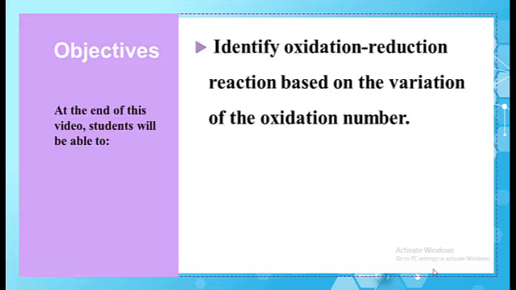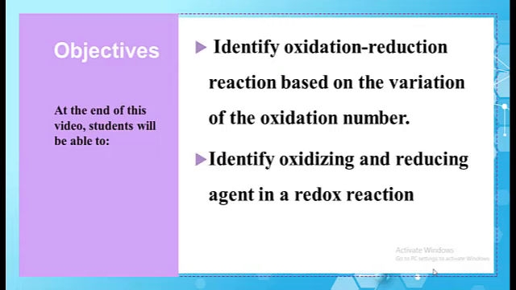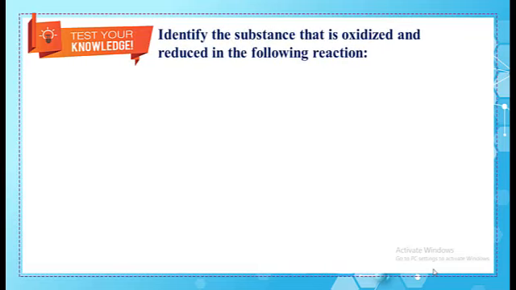At the end of this video, you will be able to identify oxidation-reduction reactions based on the variation of the oxidation number, and identify oxidizing and reducing agents in a redox reaction. Before we start, it's better to recall some information. Identify the substance that is oxidized and reduced in the following reaction.